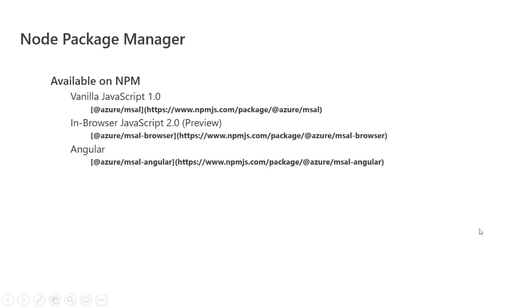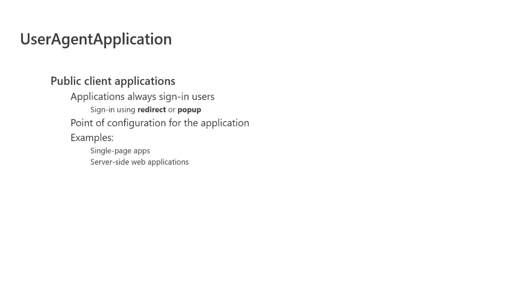Now, when we use that MSAL library, there's a couple things we need to know. The first thing we need to do is build a user agent application. This really is what helps us configure how we're going to sign in our users, whether we want to redirect them to a website or do a pop-up window. It's our point of configuration for the entire application. So whether we're using server-side applications or single-page web apps, that user agent application is going to be key to this.